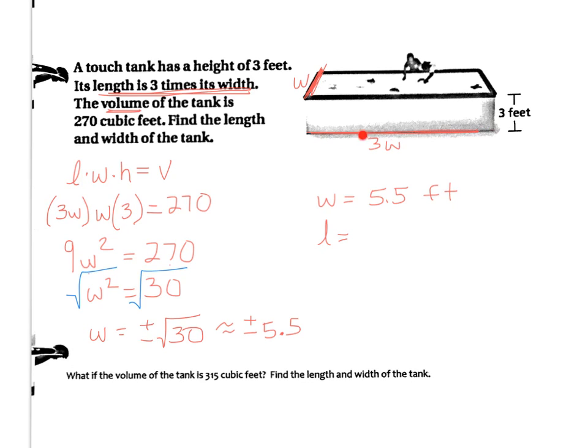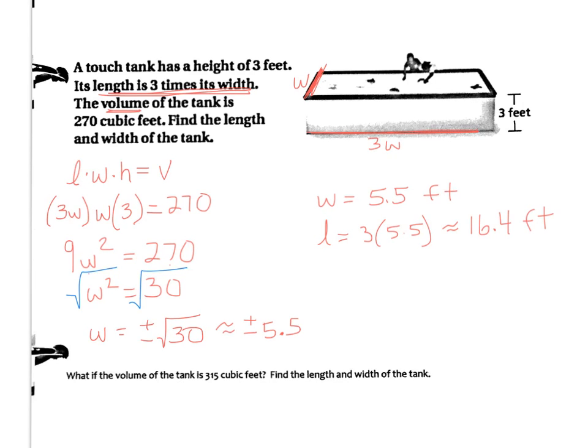And the length, let's see, the length was 3 times the width, right? The length is 3 times that. So we're going to go 3 times 5.5, and that's going to be approximately 16.4 feet. And then you can check it. Multiply 5.5 times 16.4 times 3, length times width times height, and it should turn out to be about 270.